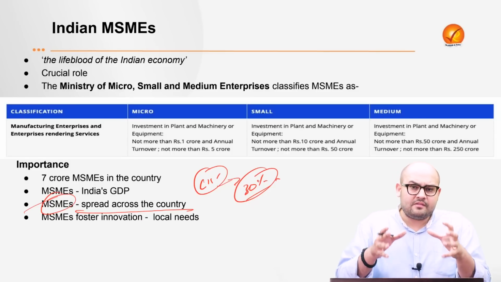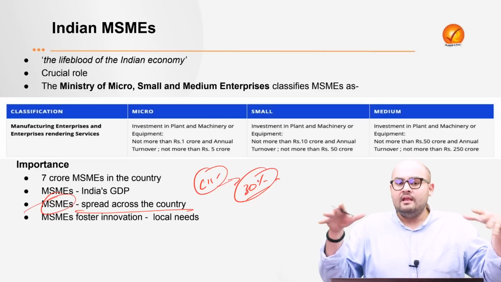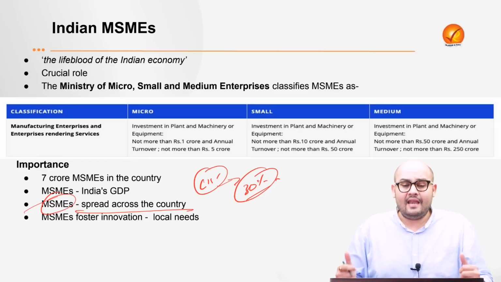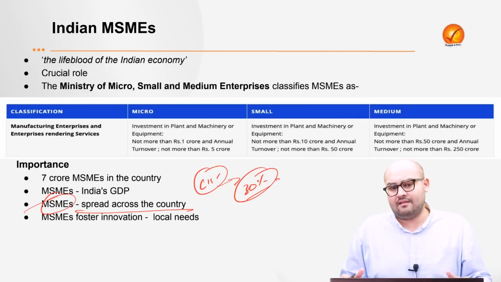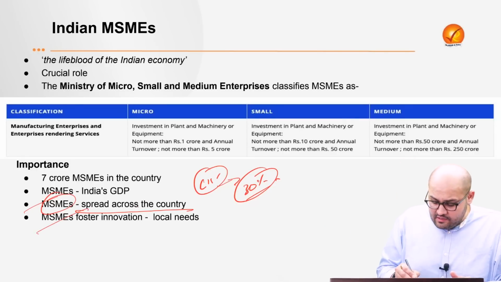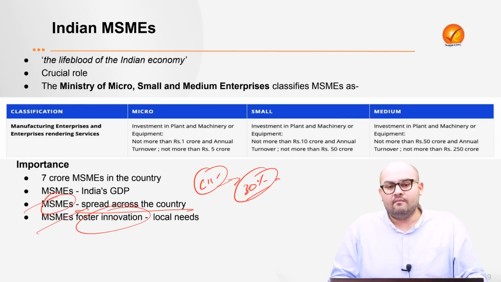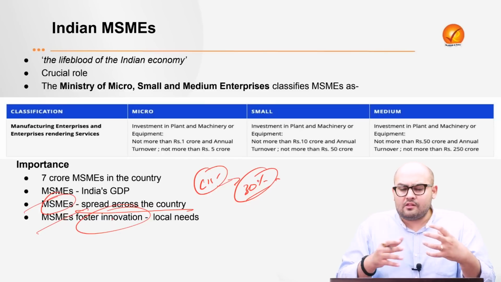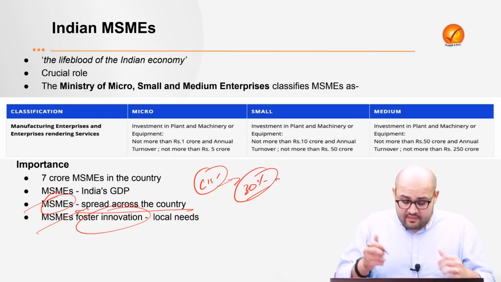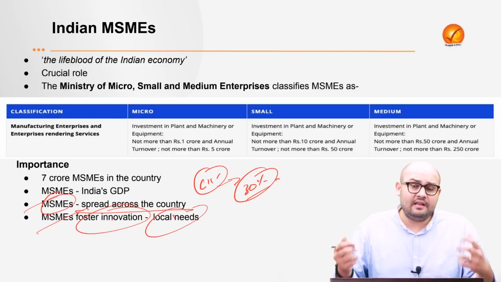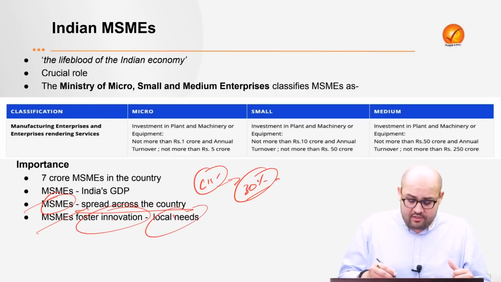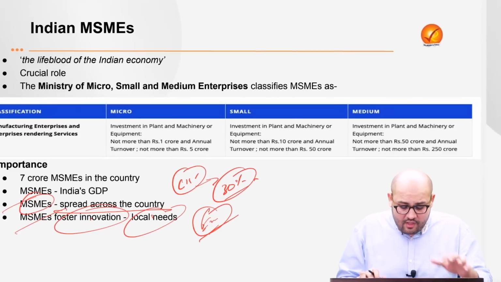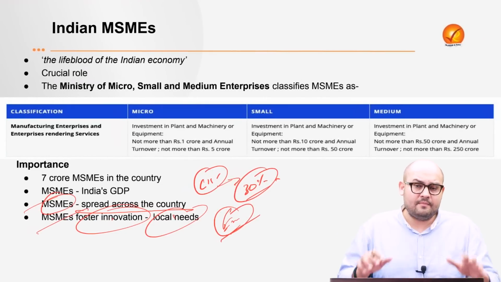Now, if you have MSMEs which are spread all over the country, this would obviously reduce the rural to urban migration and it would lead to a more balanced regional development, right? Next, MSMEs foster innovation. See, once you have got the MSMEs, they make sure that there is a sort of local innovation which suits their local needs, and this leads to an increase in entrepreneurship in various domains, right? So that is the importance of MSMEs in India.